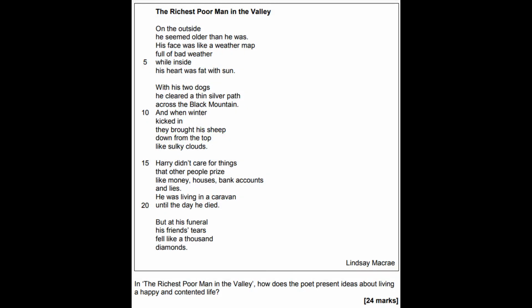You should spend up to 5 minutes making notes on the first unseen poem. In this case, the richest poor man in the valley. Read the question carefully because this will give you a clue as to what the poem is about. Here, the poem is about living a happy and contented life.